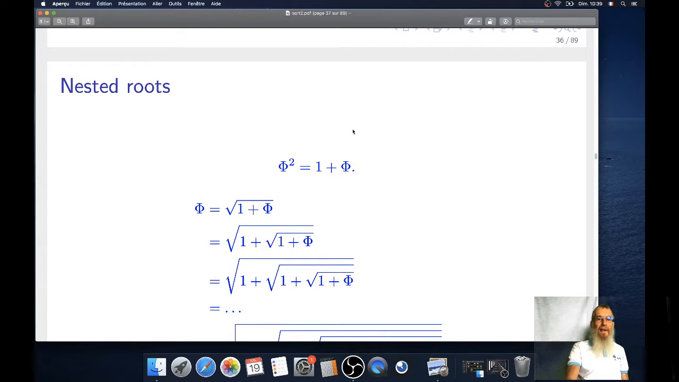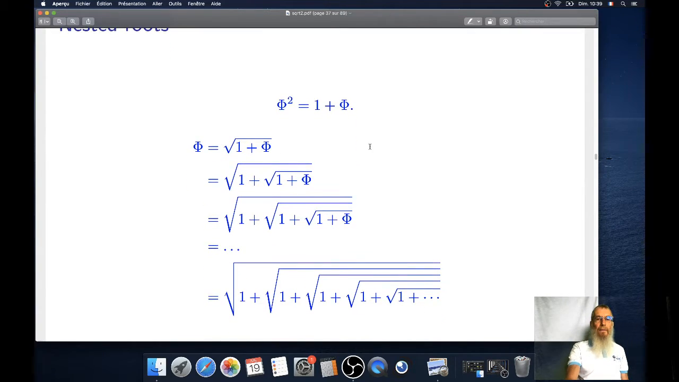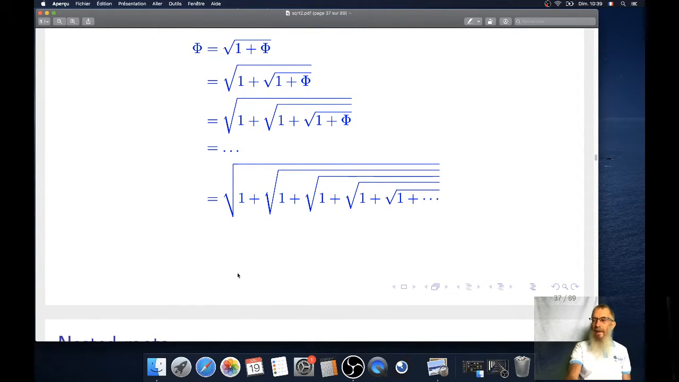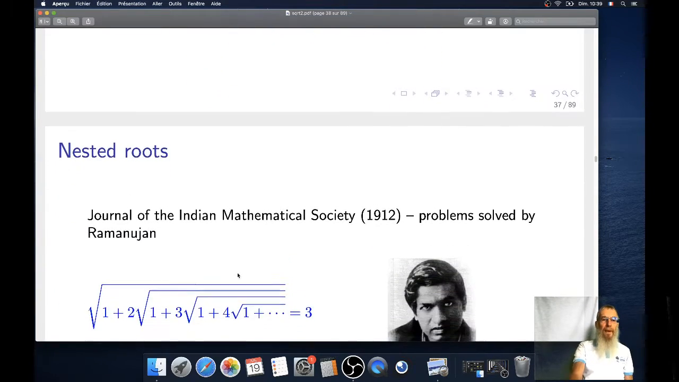The number phi is defined by phi squared equals 1 plus phi, which you can write as phi is the square root of 1 plus phi. Now this phi, you replace it by the formula, which gives that phi is the square root of 1 plus the square root of 1 plus phi, and you repeat, and you have what is called the nested root.